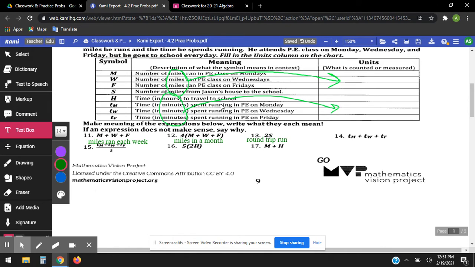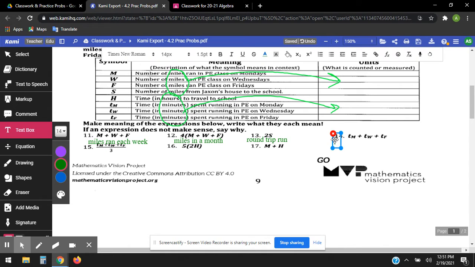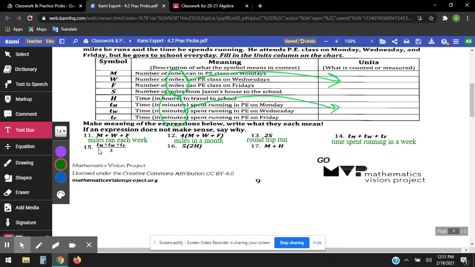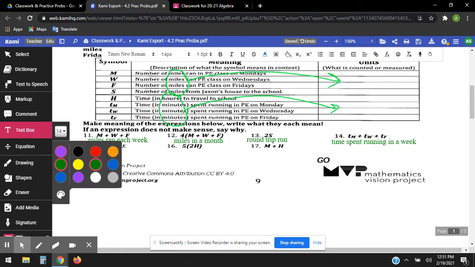T of M, time spent running on Monday, time spent running in PE on Wednesday, time spent running on Friday. So that would be his time spent running in a week, right? Time spent running a week. We said those are the 3 days he runs. So far, these are all making sense. This one here, let's move that up so we can see it a little better. All right, so what we just said, the time spent running in a week divided by 3. Well, he only really runs 3 days. So this would be the average.